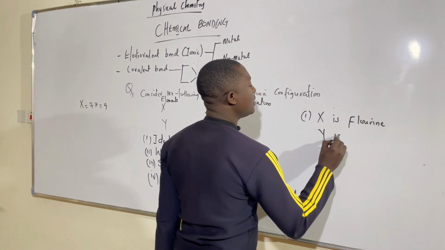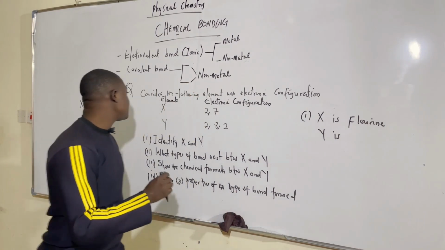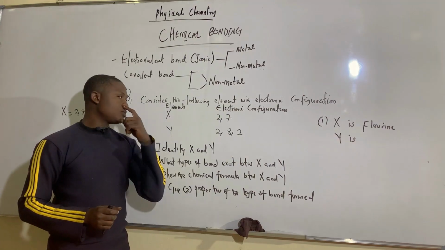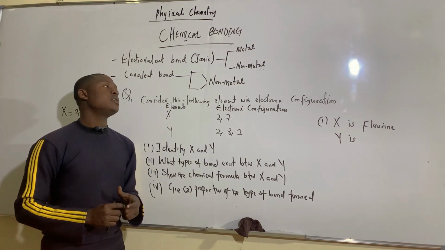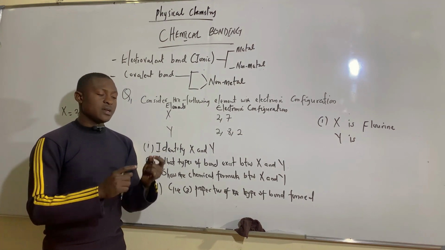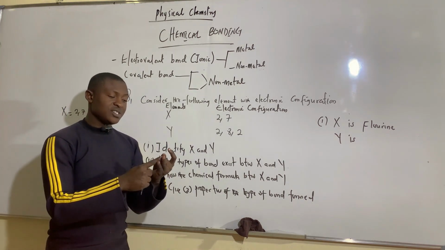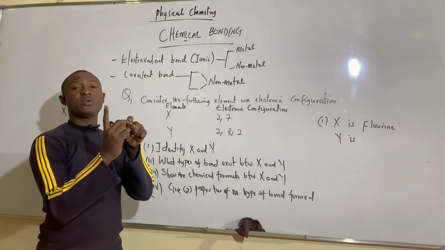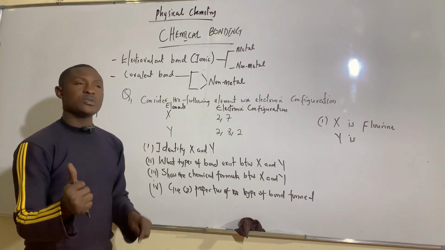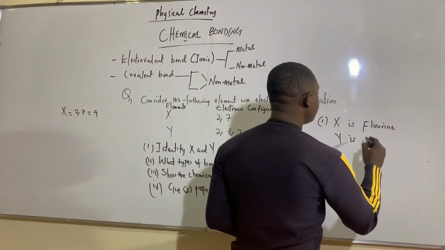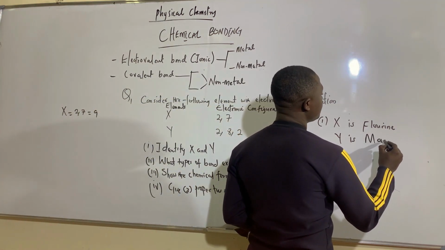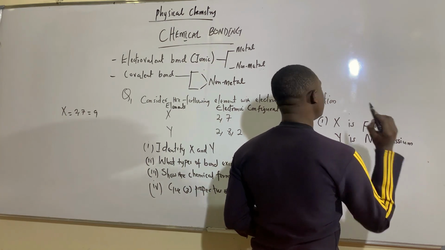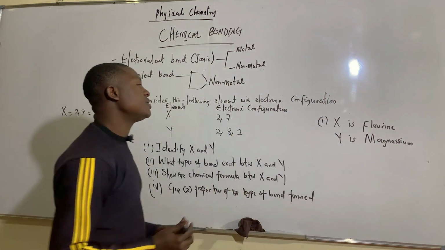And what about Y? Which element do we have? Let's check. This is 2, 8, 2. 2 plus 8 is 10, and 10 plus 2 is 12. Which element do we have in number 12? Hydrogen, helium, lithium, beryllium, boron, carbon, nitrogen, oxygen, fluorine, neon, sodium, magnesium. So Y is magnesium. That's the first question.